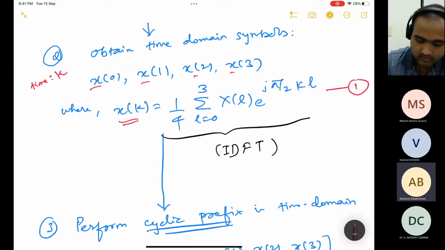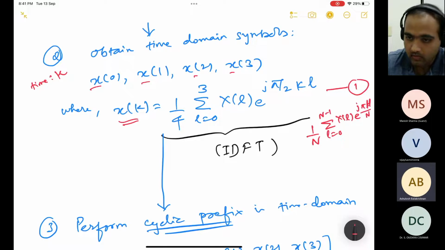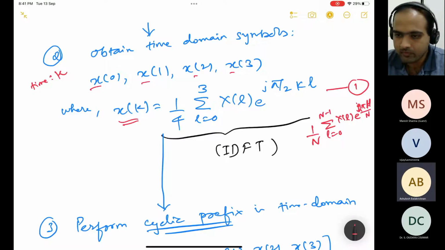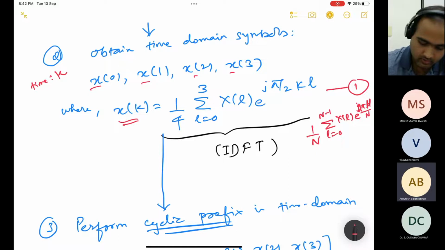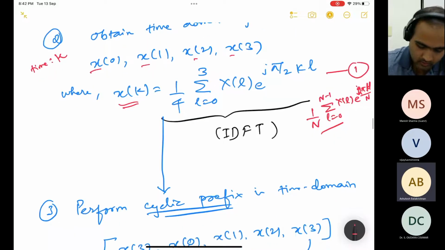So x_k is 1 by 4; in general, it is 1 by N, summation L is 0 to N minus 1, X_l e to the power j 2 pi k l by N. Okay, this is 2 pi. When we solve some problems, we'll use this formula a lot.